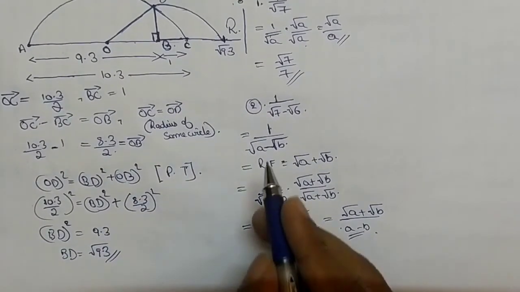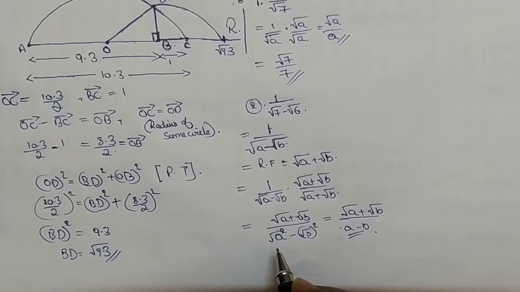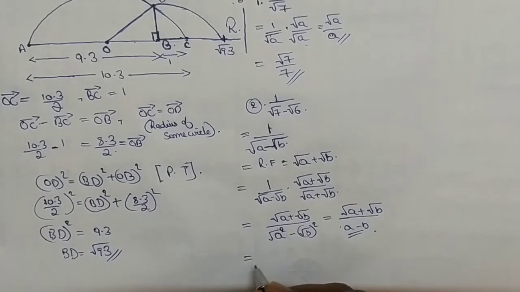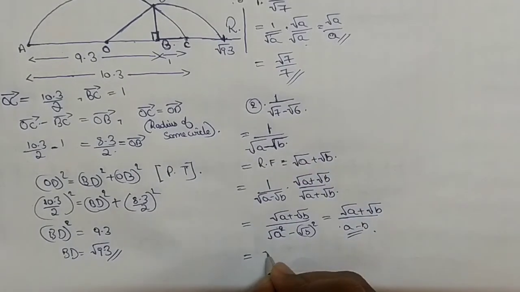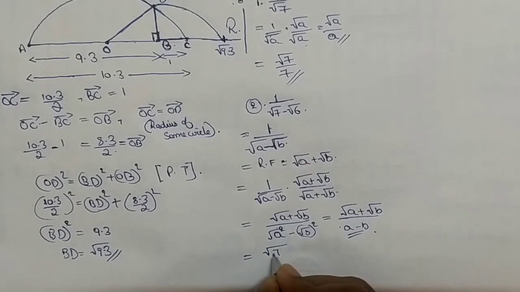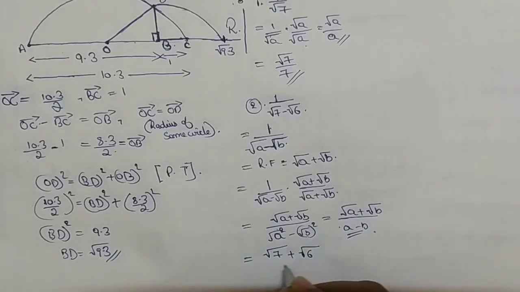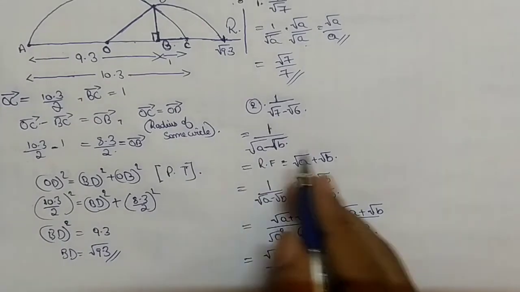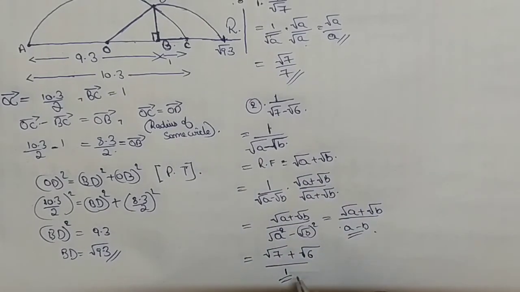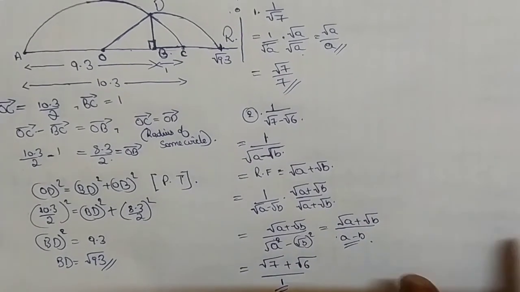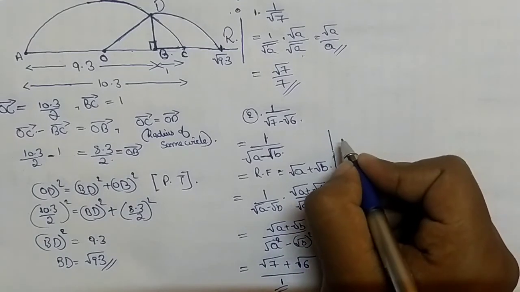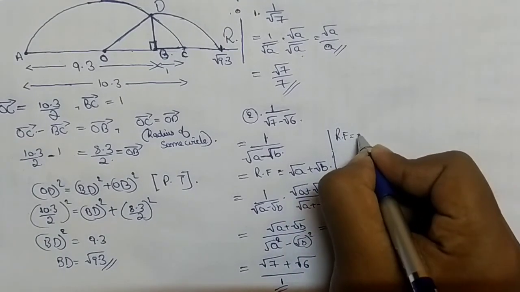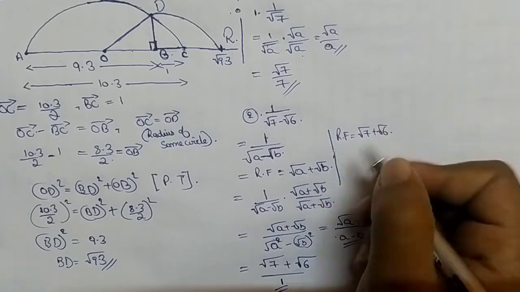See, if I go on solving for this 1 by root 7 minus root 6, just implement this to this. Root 7 is here, root a plus root b is root 6, divided by a minus b, 7 minus 6, 1. This is your answer. You can check that also. The rationalizing factor is root 7 plus root 6.